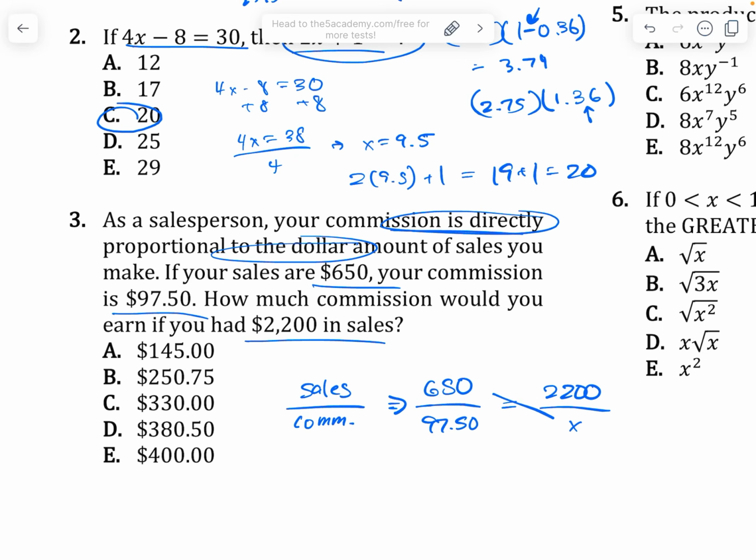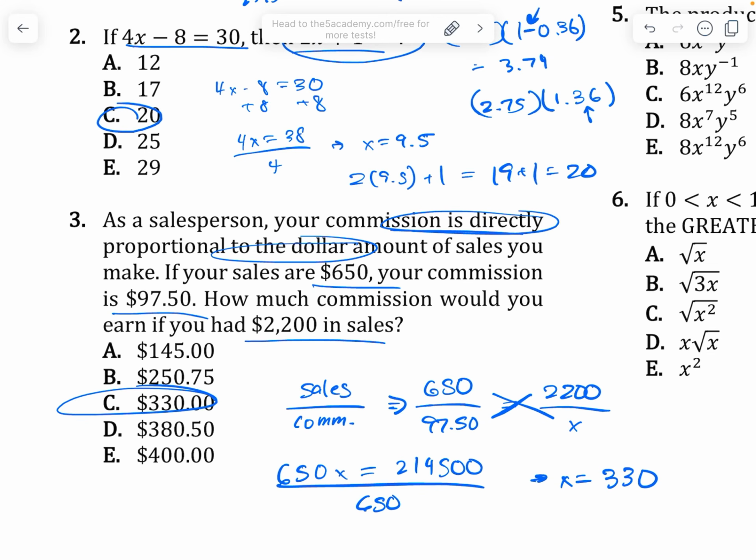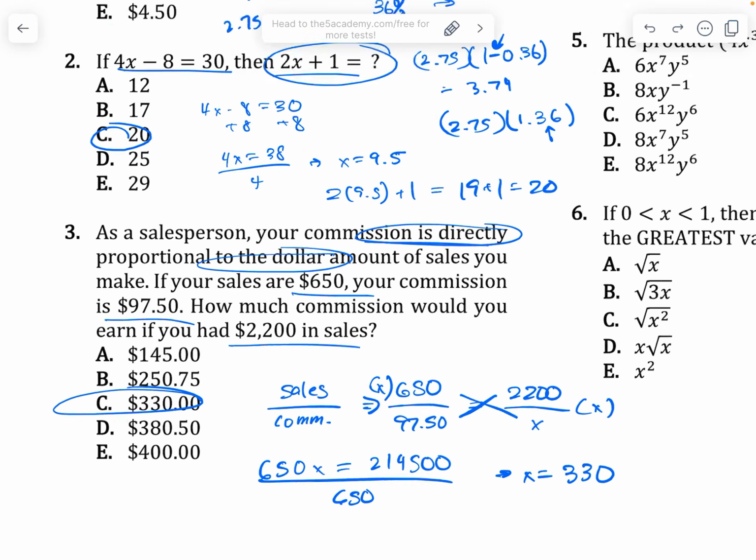So what you can do is cross multiply and divide. 650. So let's multiply 650 by X is equal to 2,200 times 97.5. That gives you 214,500. Divide both sides by 650 to isolate the X. You end up getting 330. So you'd end up having $330 in commissions. You could also solve it by multiplying both sides by X. You end up getting 2,200 equals X times whatever that ratio is. And then you could find the decimal equivalent and divide that across both sides. Okay, you'd get the same answer.